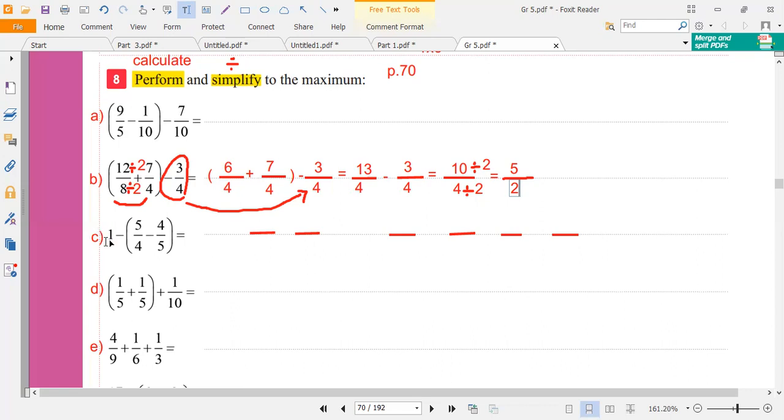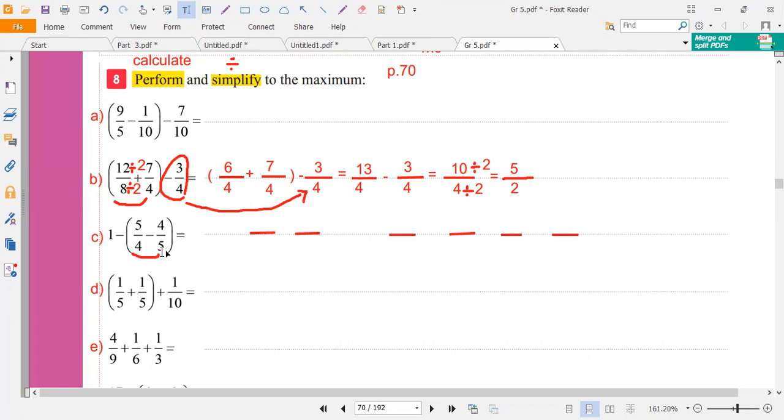Now part C, 1 minus 5 quarters minus 4 fifths. We have parentheses, so first we have to solve the fractions between parentheses. We have to get the answer. We think, can we simplify this fraction? No. Can we simplify this fraction? No. We have to look at the denominator. The largest one, is it a multiple of the smallest? No, 5 is not a multiple of 4.